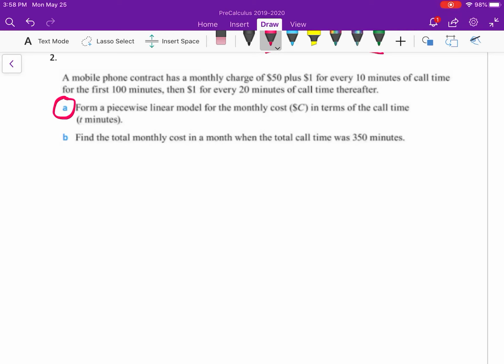All right, so we know that when t equals 0, you are getting charged $50 no matter what. And our next piece of information talks about the first 100 minutes. When t equals 100 minutes, our cost is $60 because we have $50 plus $1 for every 10 minutes. So we've got $60 there.